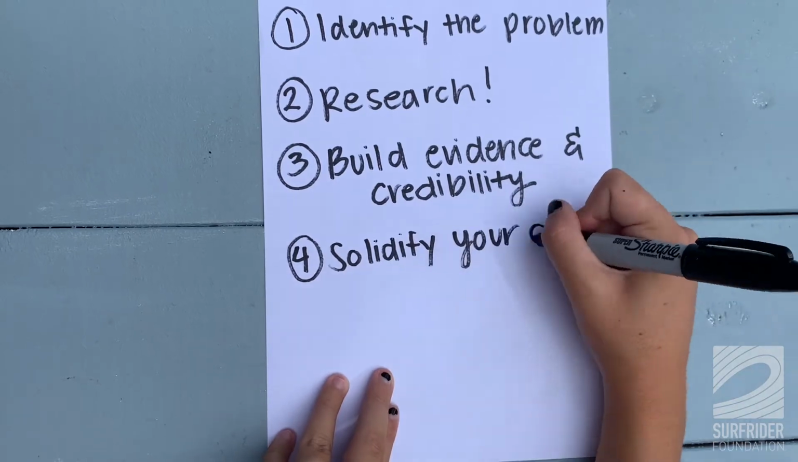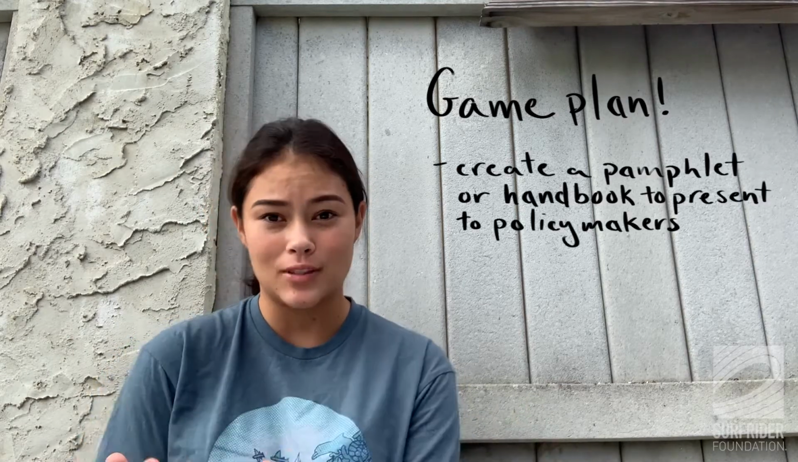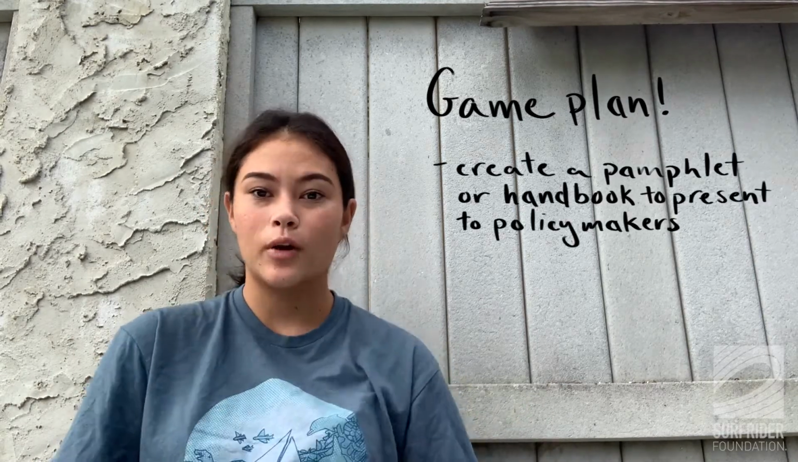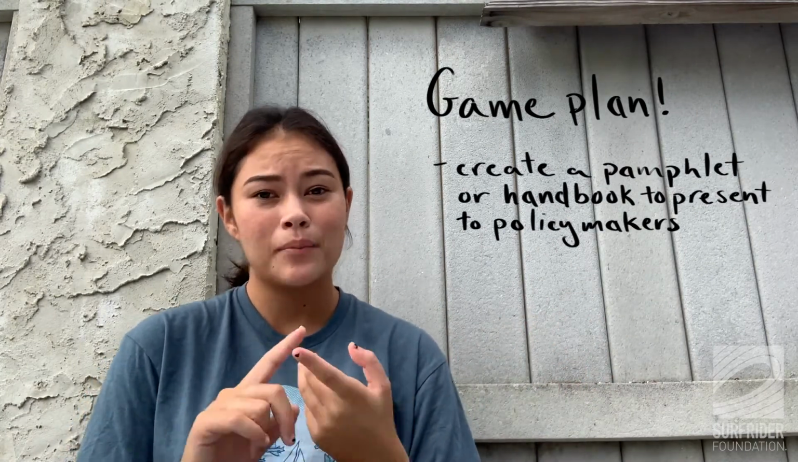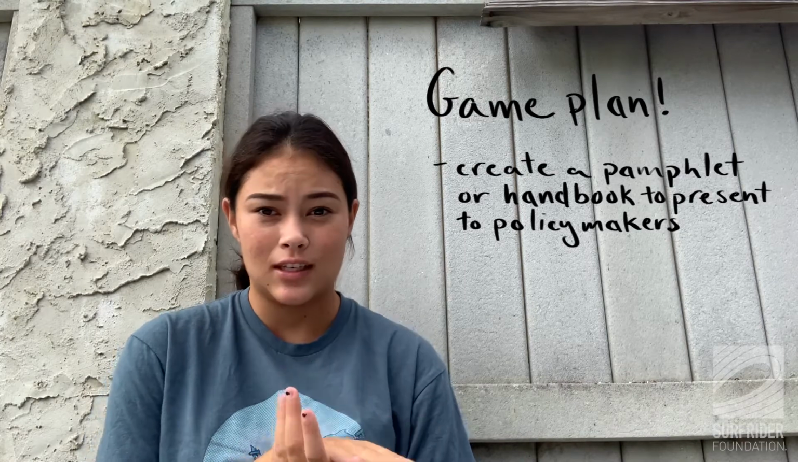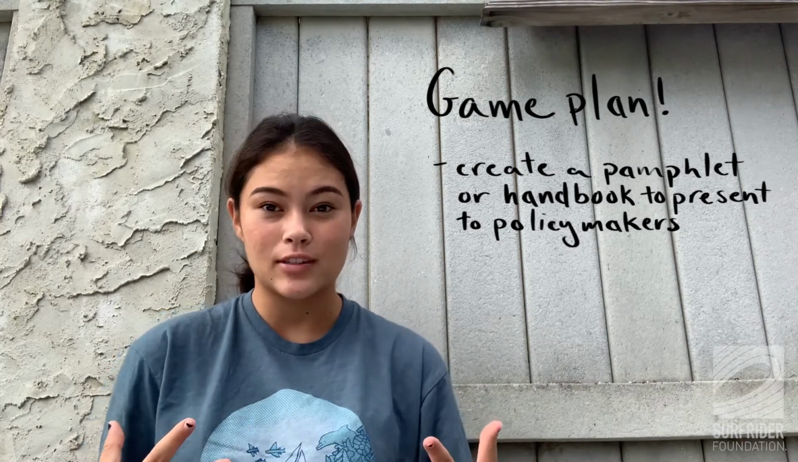Step 4. Solidify your game plan. So the next step is to figure out your game plan. I think that it's most useful to create some sort of pamphlet or handbook to be presenting to these policymakers. When you're creating this handbook, include your evidence, data, support, petitions, anything else that you did in the last step. By having all this information, you're able to give it upfront to the policymakers and they can refer to it throughout the process.